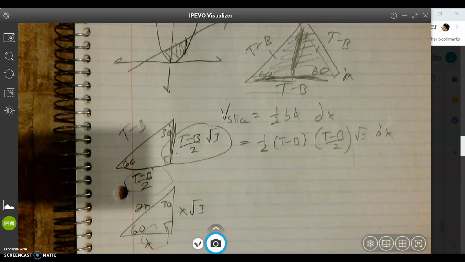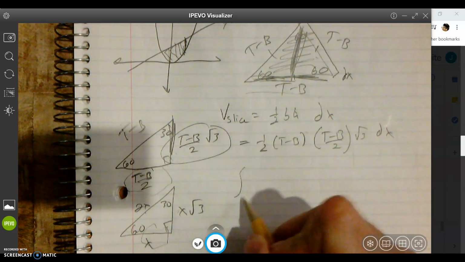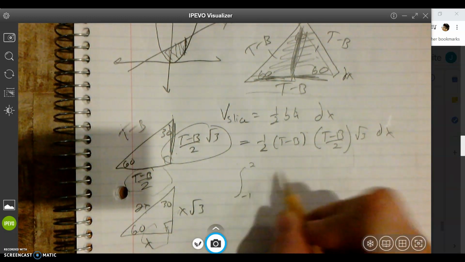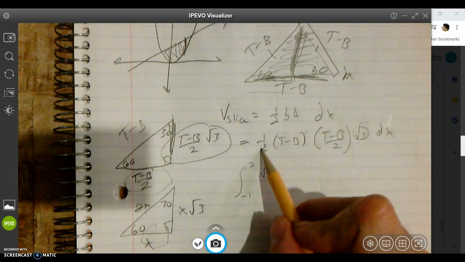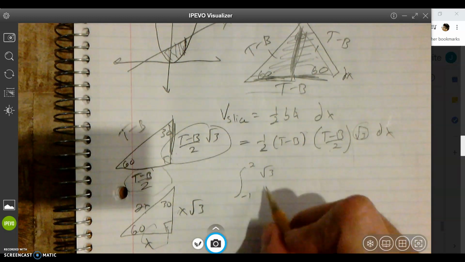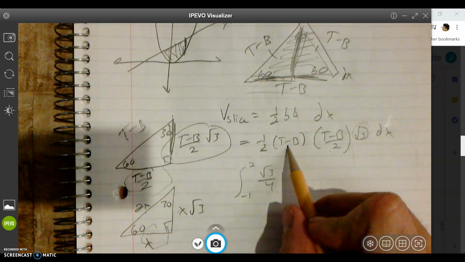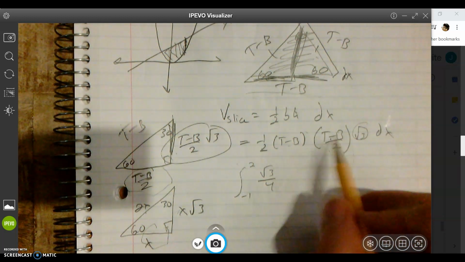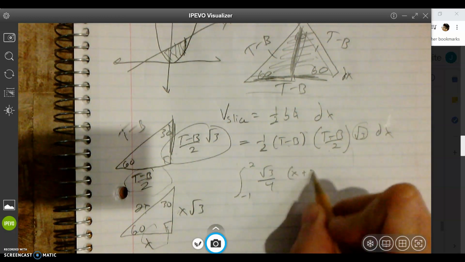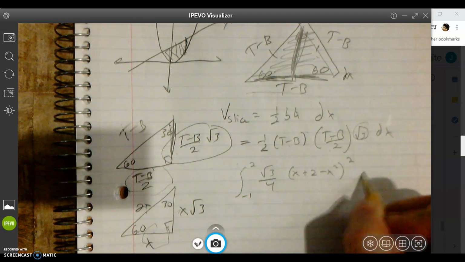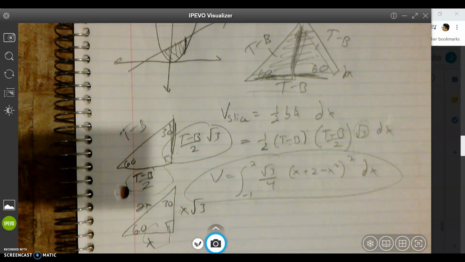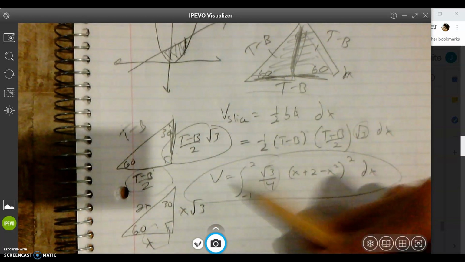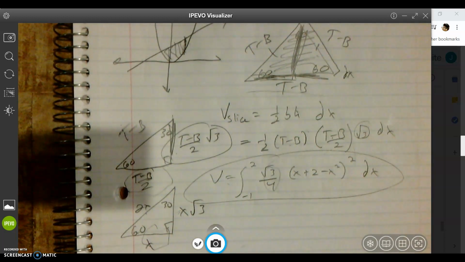Now we have an infinite amount, so therefore we have to get our integral. It's the integral between negative 1 and 2 of, this is radical 3, I'm going to bring that right here. Then you have a half times a half, which is a fourth. And then you have top minus bottom times top minus bottom. So that's going to be x plus 2 minus x squared, dx. Volume equals, put that in the calculator, and that's what you get. If you want to take this constant and put it outside, you can. There we go. Questions right now?